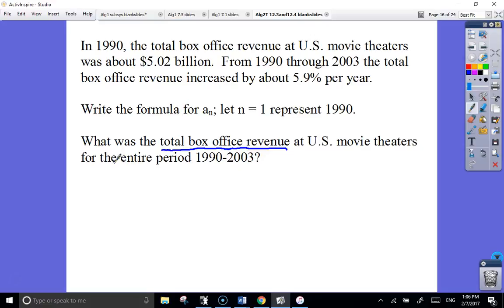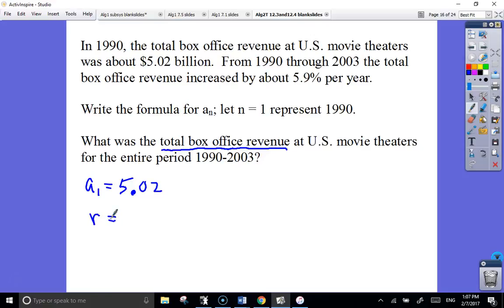Okay. So the first term is what? $5.02 billion, right? They said in 1990 it was $5.02 billion. So these are in billions of dollars. Now, what is the R going to be? It says that it's increasing by 5.9% per year.